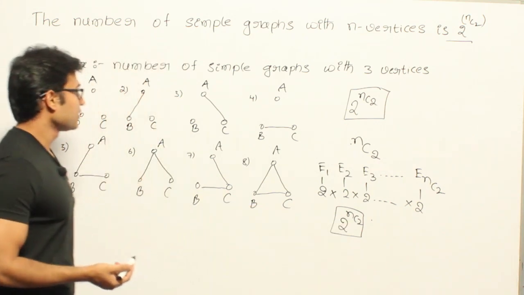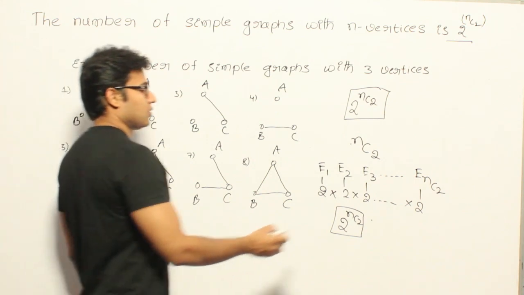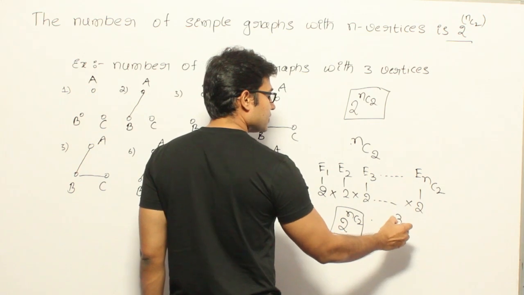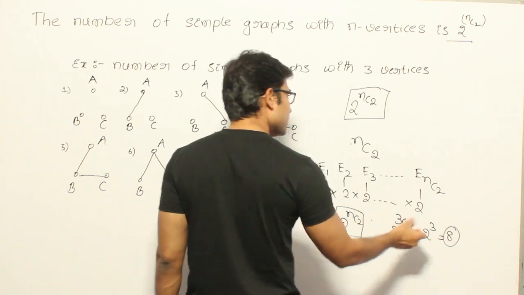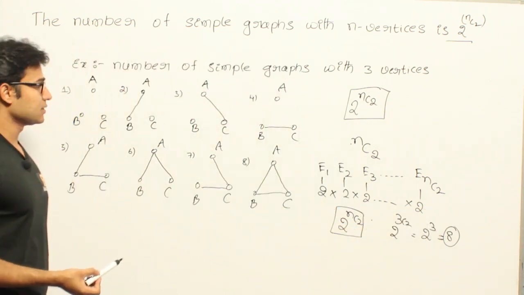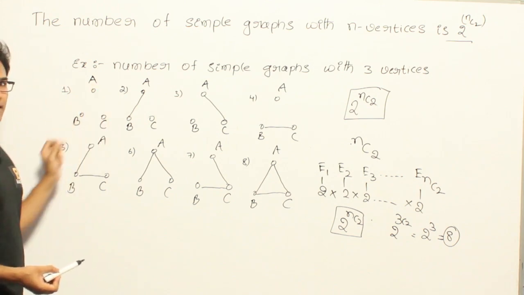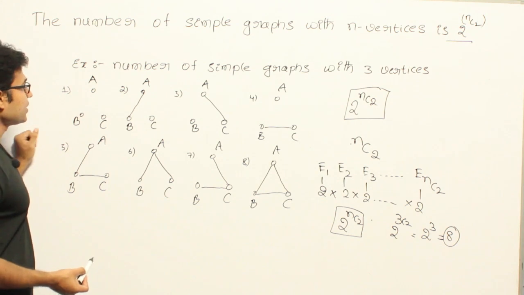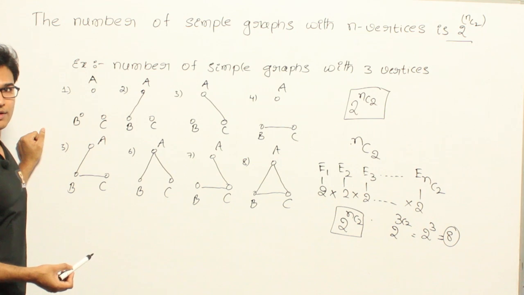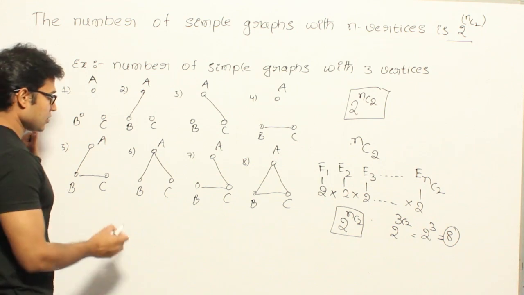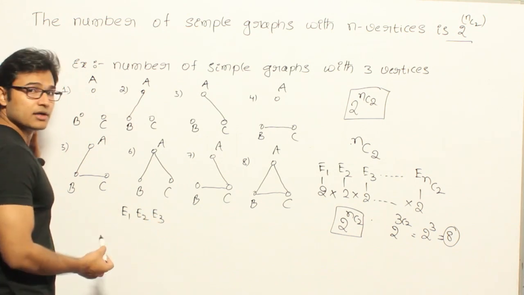Now for example, if you take 3 vertices, you are supposed to get 2 power 3C2, which is nothing but 2 power 3, which is 8. So with 3 vertices you are supposed to get 8 graphs. Now see this, with 3 vertices, if I don't have anything. One more thing, with these 3 vertices, how many edges are possible? 3C2, which means 3 edges are possible, right? Which means e1, e2, e3.